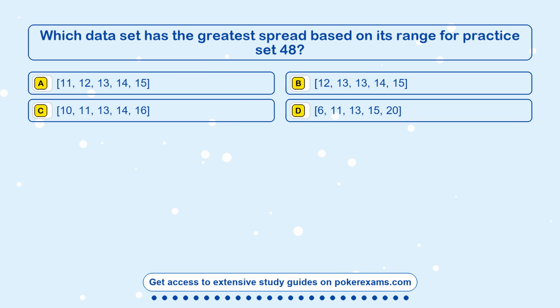Question 21. Which data set has the greatest spread based on its range for practice set 48? Option A 11, 12, 13, 14, 15. Option B 12, 13, 13, 14, 15. Option C 10, 11, 13, 14, 16. Option D 6, 11, 13, 15, 20.